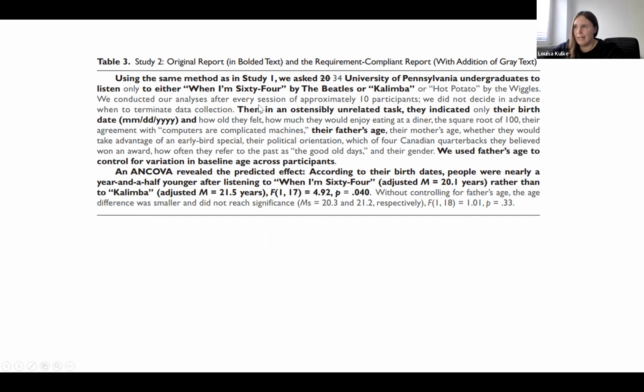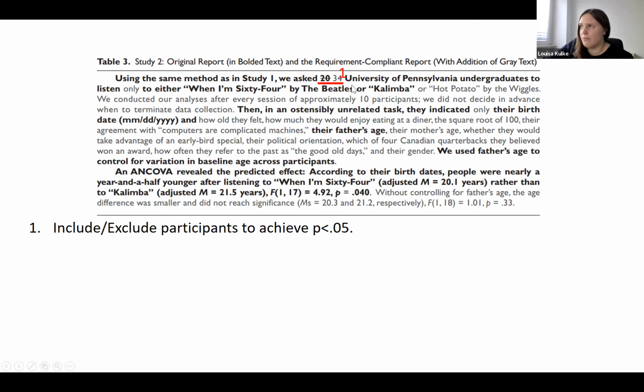What else can you do? You can also leave away some conditions. So for example, you can present to participants the songs When I'm 64, Kalimba, Hot Potato, but only analyze those results where you get a significant effect. For example, leave out Hot Potato where there wasn't a significant effect. So collect and analyze multiple conditions, but drop those that do not show you a significant p-value.